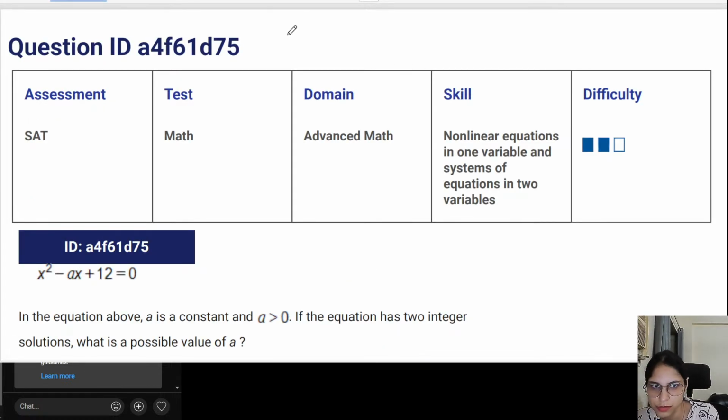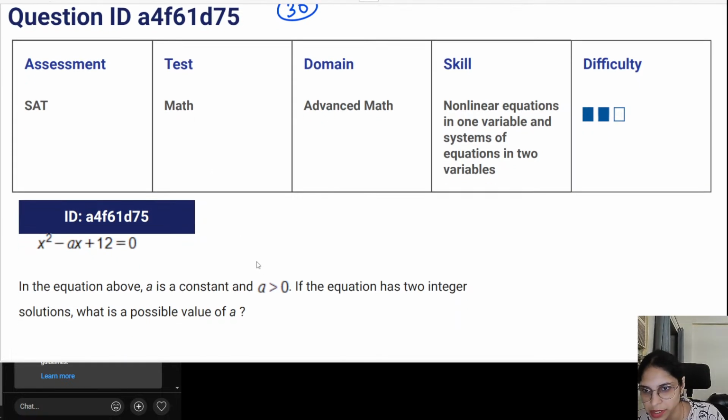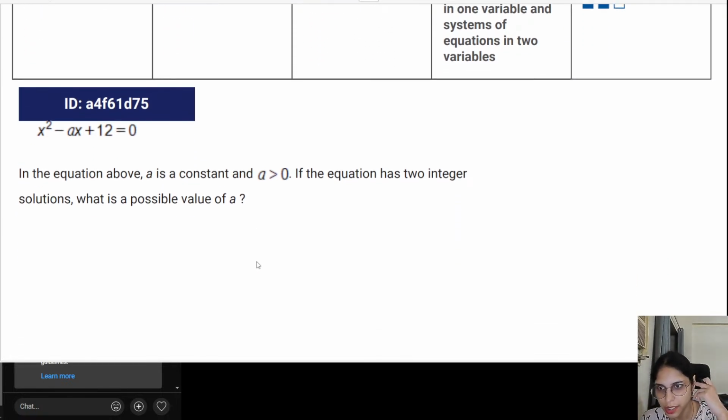36 is also a medium quadratic problem. X squared minus ax plus 12. A is a constant. A greater than 0. Two integer solutions. What is the possible value of A? So there are two methods. One is slider, which students like to use, that I haven't used yet. I'll be using it for the first time.